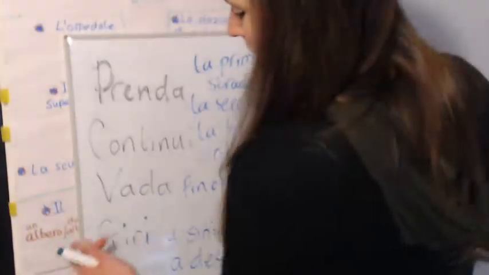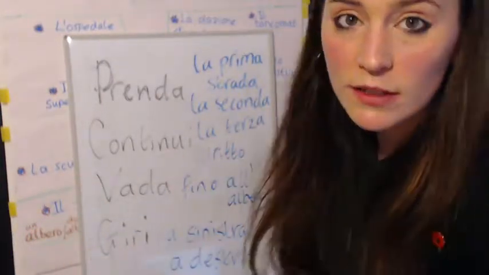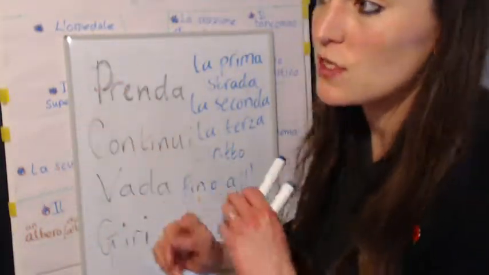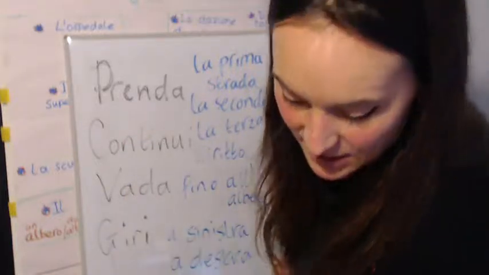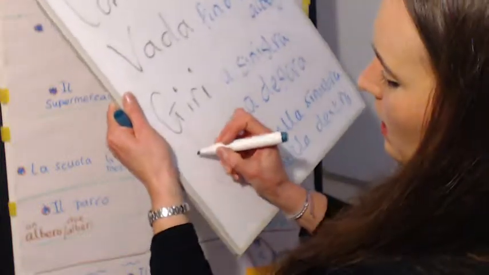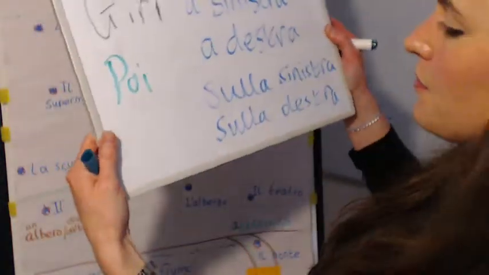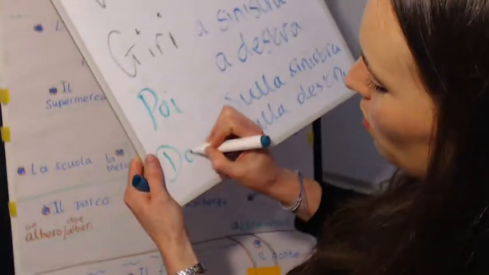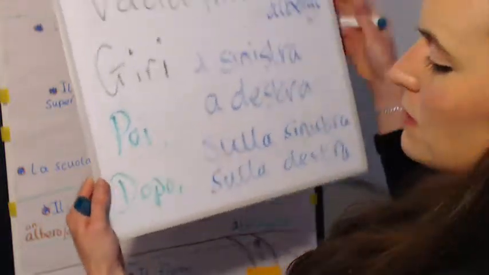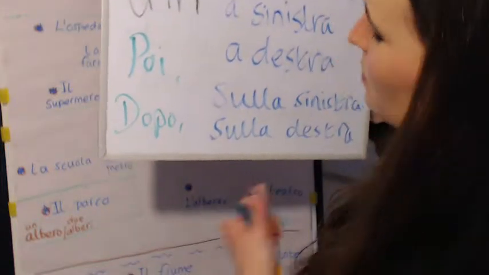What if we want to say then or afterwards, like do this, do that, and then do this, afterwards do that. So we also looked at those words, so running out of space here, but poi, that means then, and dopo, afterwards, like dopodomani, someone mentioned, the day after tomorrow.